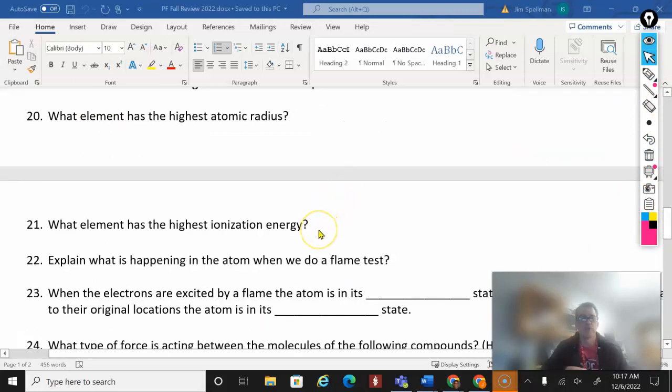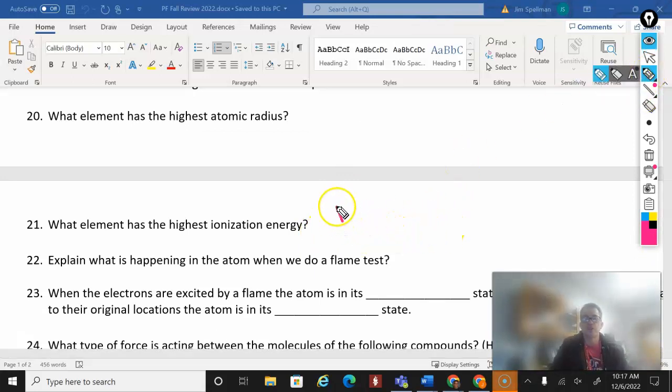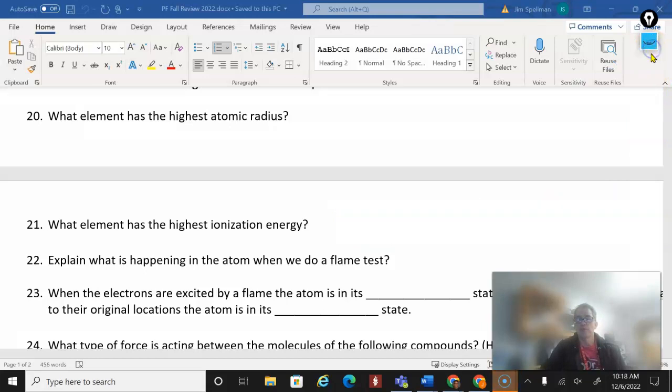And then I'll do this last one with number 21. Again, what has the highest ionization energy? Which one's going to be the most difficult to take an electron from? That should be our smallest noble gas, which is helium. Very difficult to take an electron from it.